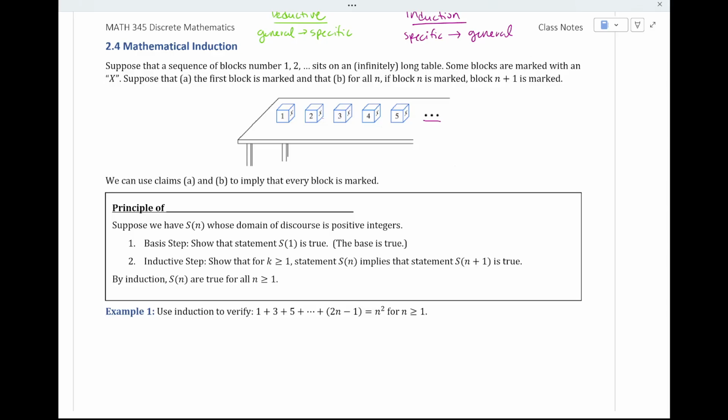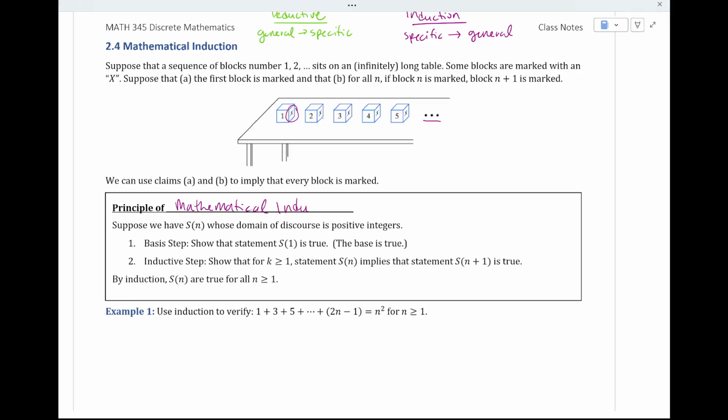And I'm going to suppose a couple things. I'm going to suppose that the first block is marked with an X. And then I'm going to suppose that for all n, if block n is marked, then block n plus 1 is marked. So if I have a block that's marked, then the next block is also marked. And then the next block, and the next block, and the next block. And I can use those two claims to imply that every block is actually marked. If the first one's marked and every next block is marked, well, then all the blocks are marked. So that's what we're going to do with this principle of mathematical induction.